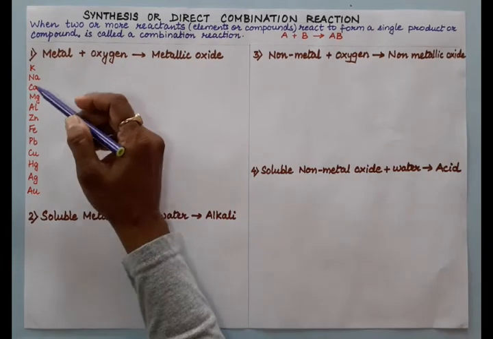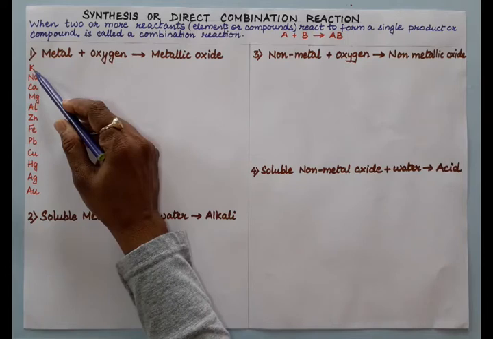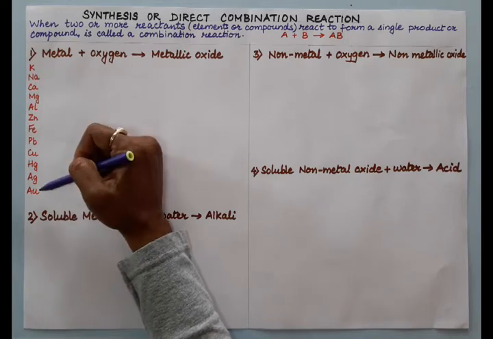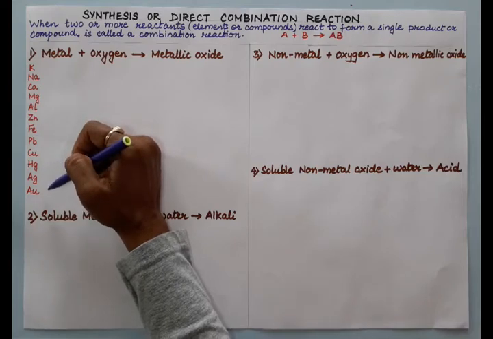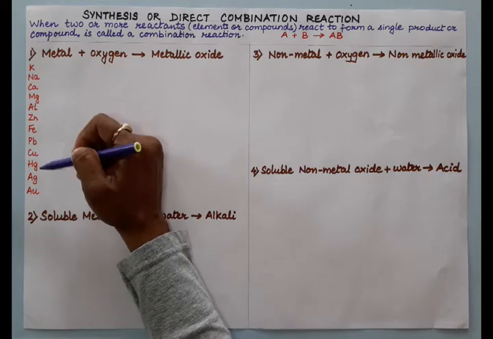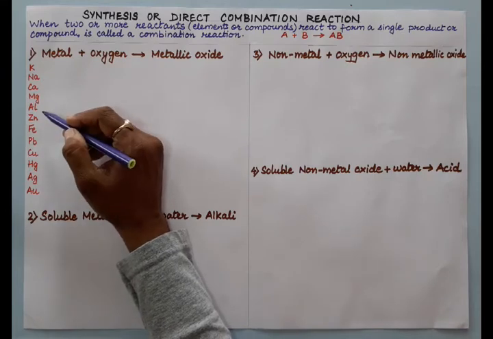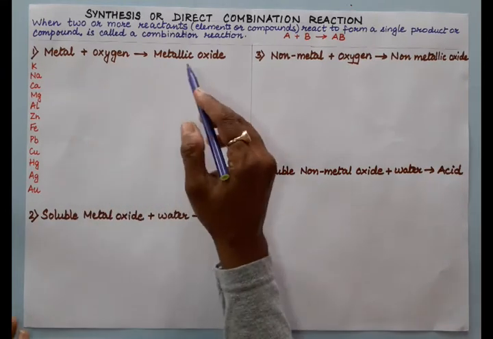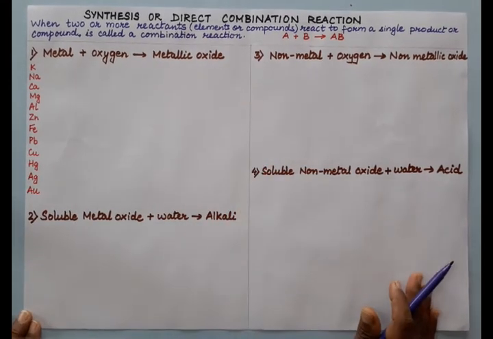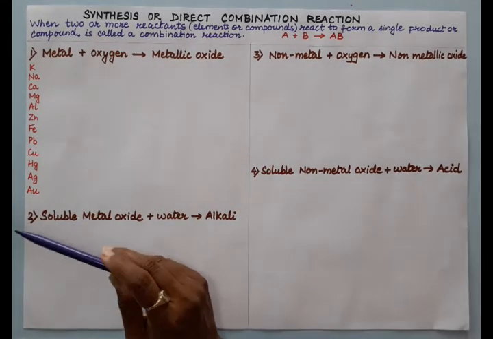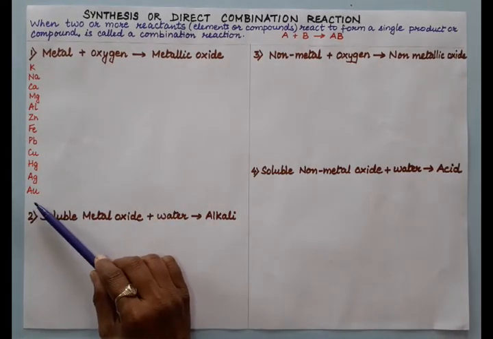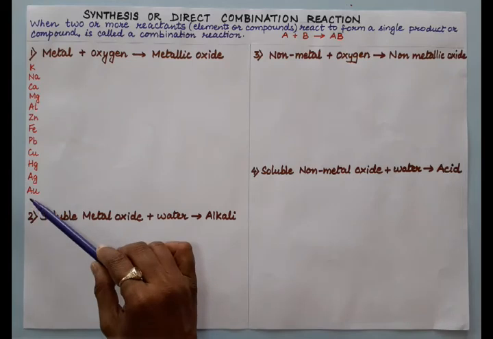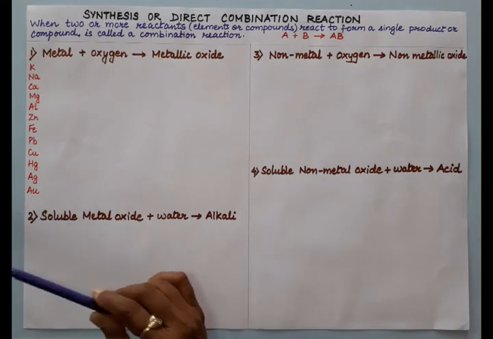Now for this, let us understand the activity series of metals. Potassium to gold. Potassium is the most reactive metal and gold is the least reactive metal. So these metals from potassium to mercury react with decreasing vigor to form corresponding oxides. Now the temperature and time required for the oxide formation increases from potassium to mercury. We can say the same for gold and silver also.